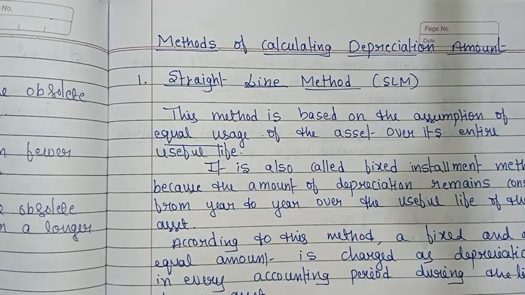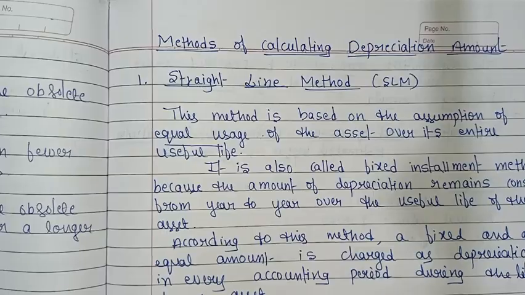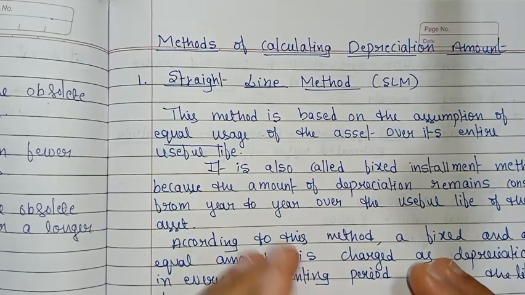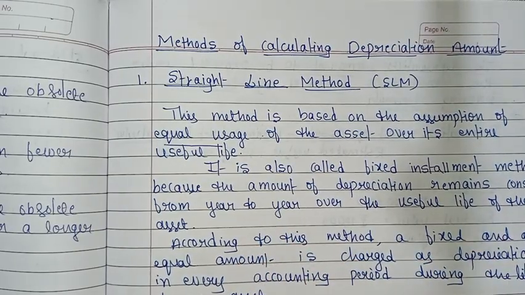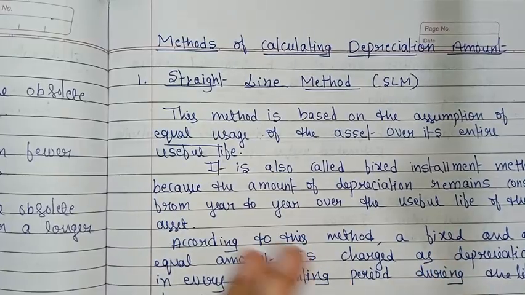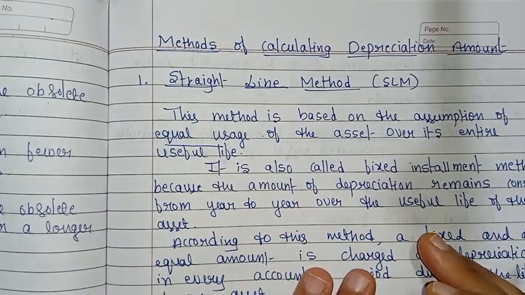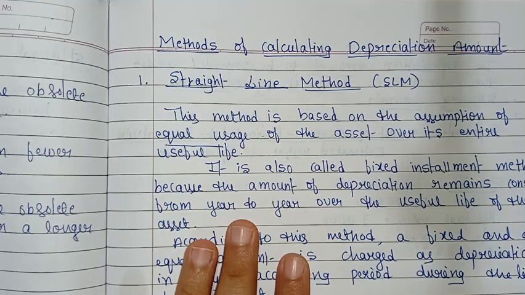Clear? For example, if we buy a machine and use it the same amount each year, it will lose the same value each year, right? So depreciation is charged equally. That is the straight line method.